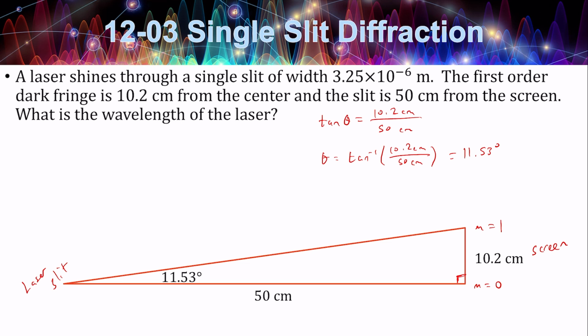So now we can use the sine of our angle equals m lambda over w. So sine of 11.53 equals 1 times lambda, since we're looking for the wavelength, and our width is 3.25 times 10 to the negative 6 meters. All right, multiply.